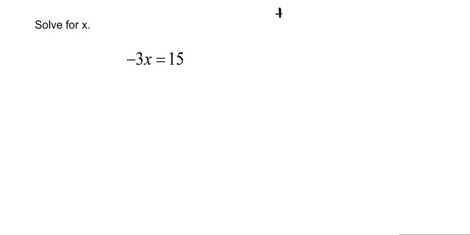Our first example says solve for x, and we're going to use multiplication to undo division and division to undo multiplication. Remember, when we did addition and subtraction, we used addition to undo subtraction, and now we're going to use multiplication to undo division. So these are called inverse operations. Inverse operations undo one another. We have addition and subtraction, which are inverses, and multiplication and division, which are inverses.